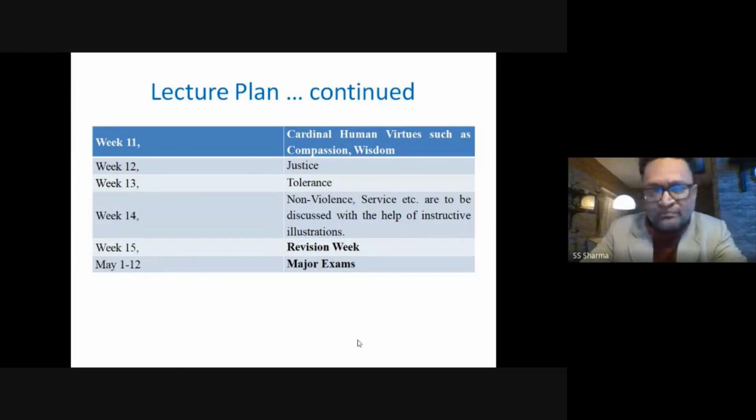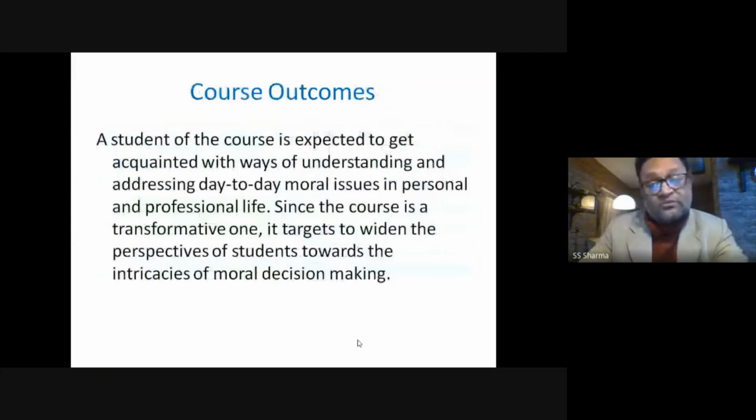Apart from the course outcomes which you can find in the course or syllabus and so on, a student of this course is expected to get acquainted with ways of understanding and addressing day-to-day moral issues in personal and professional life. Because the first thing which you should understand is that there is a difference between a personal thing and a professional thing, right? You can be a friend of your fellow classmate, but whether you should help that student in the examination is a questionable thing, right? You should help your friend definitely outside the examination hall, but whether there is a need to help him or her inside the examination hall is something which is questionable.